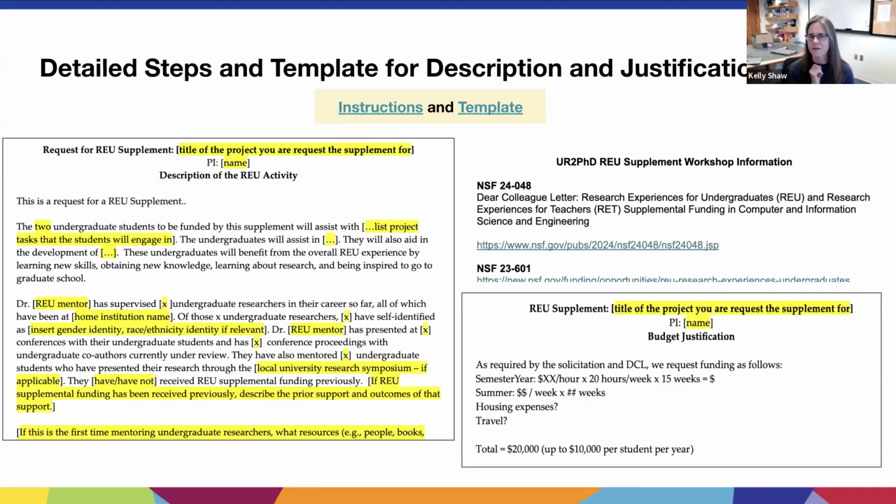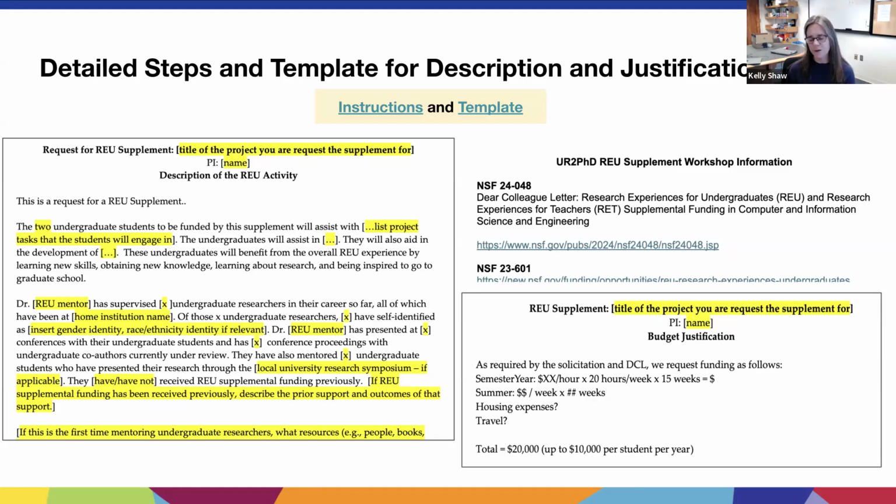So these are what these three documents look like: the instructions, the REU activity description, where you can see the yellow parts are what you would change and fill in, and then the REU supplement budget justification as well. And the links on this slide will go to these resources.